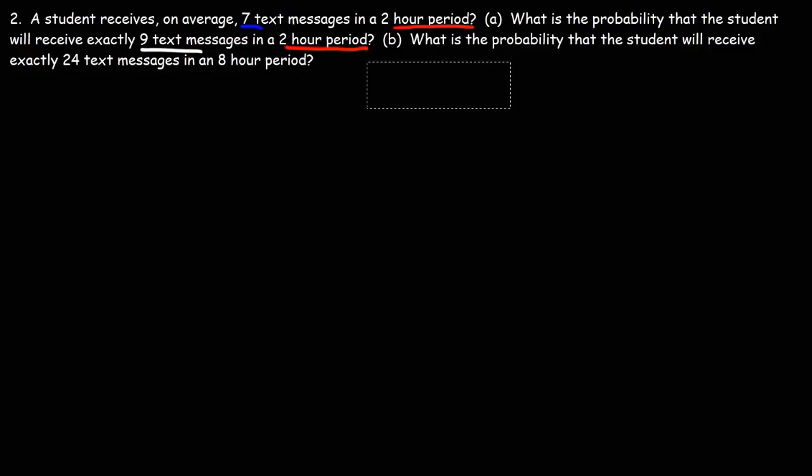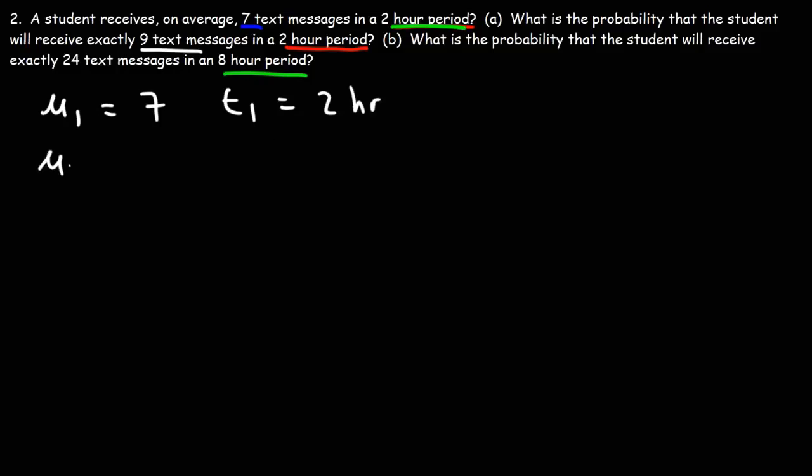What is the probability that the student will receive exactly 24 text messages in an 8-hour period? So notice this time, the time period is different. So therefore, the mean is going to change. The mean was 7 when the time period was 2 hours. What is the new mean value when the time period is 8 hours?